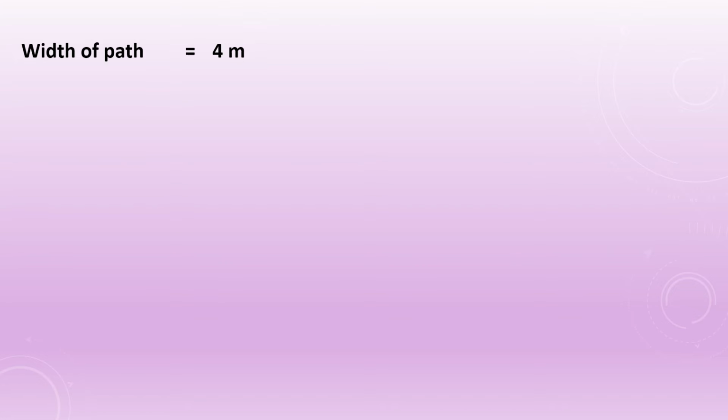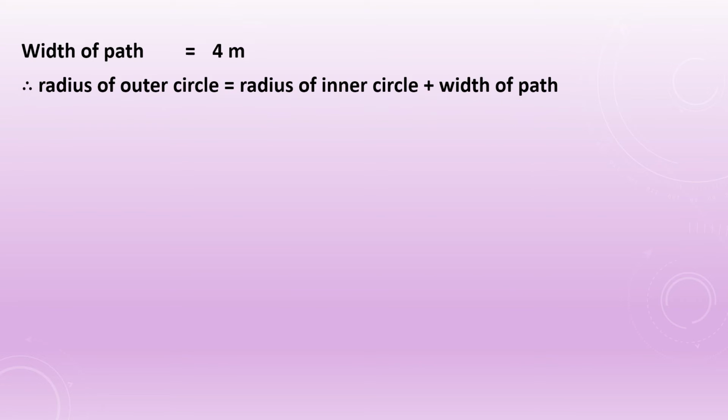How to get area of the outer circle? For that, first we have to find the radius of the outer circle. Did you get the radius of the outer circle? Yes, it is given the width of path is 4 meter. So radius of outer circle equal to radius of inner circle plus width of the path. Radius of inner circle, do you remember? Yes, it is 33 meter plus 4 meter, which gives 37 meter, which is the radius of the outer circle.